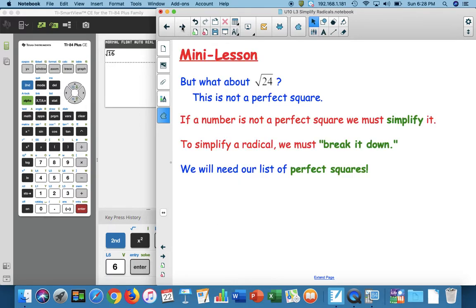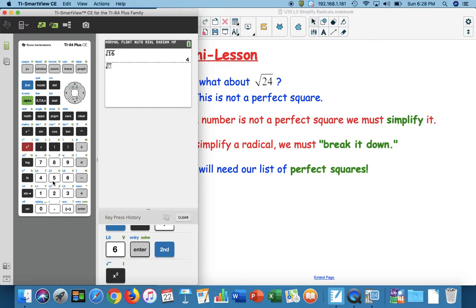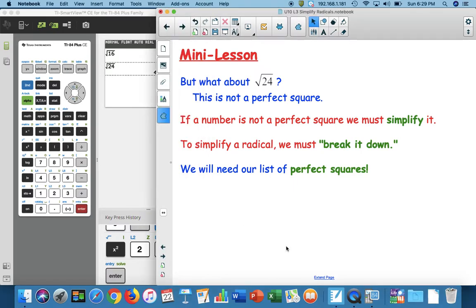So our mini lesson is what happens if we don't have a perfect square? What happens if we have a number like 24 here, where when we put it into the calculator, it gives us a long, long decimal. Well, if that happens, we have to simplify it, all right? Simplify means that we'll be breaking down the radical.